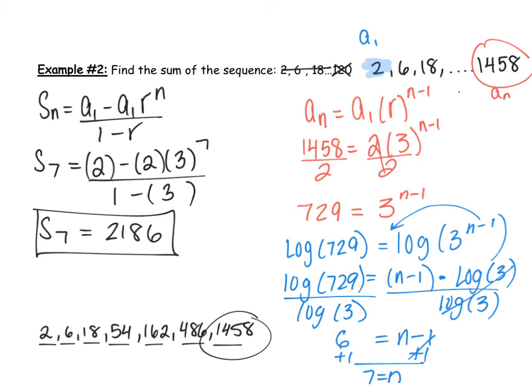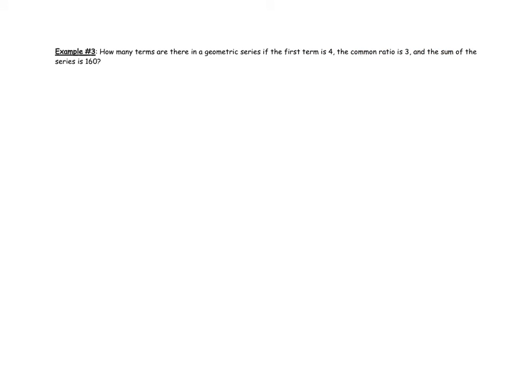All right, let's try another example. Okay, so the question is asking how many terms. So when I ask how many terms, that's asking for n. In a geometric series, if the first term is 4, so that's a sub 1, and the common ratio is 3, that's the r value, and the sum of the series is 160, that is your s sub n.